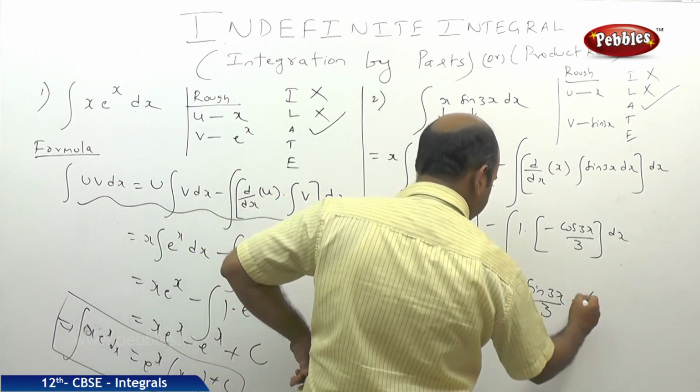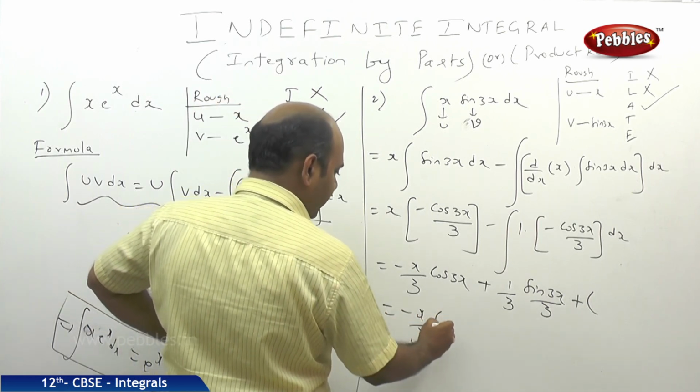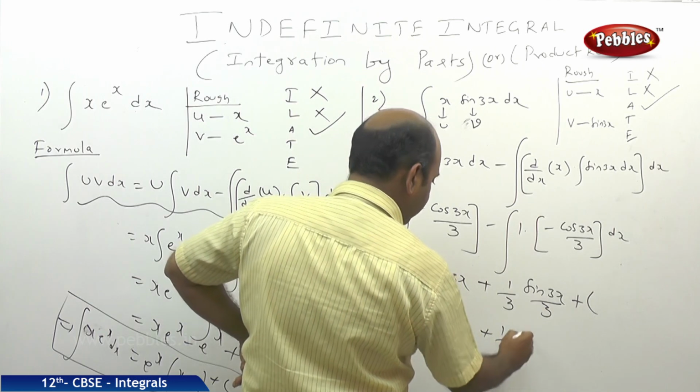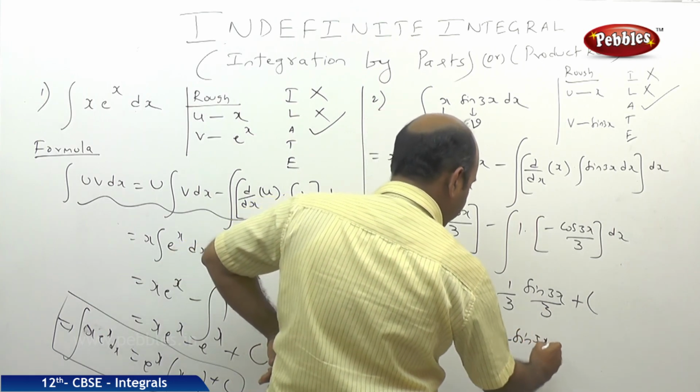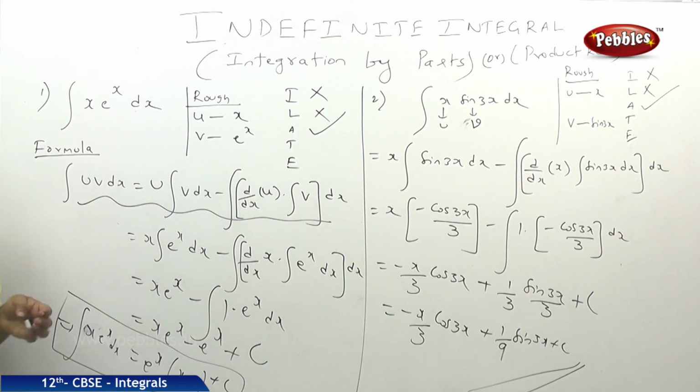I will write c. So another step I will write: minus x by 3 cos 3x plus 1 by 9 sin 3x plus c. I think you are clear with the basic problems.